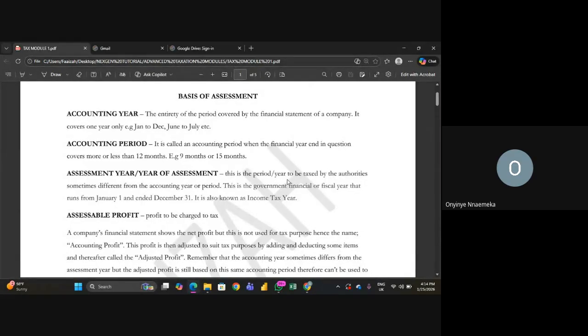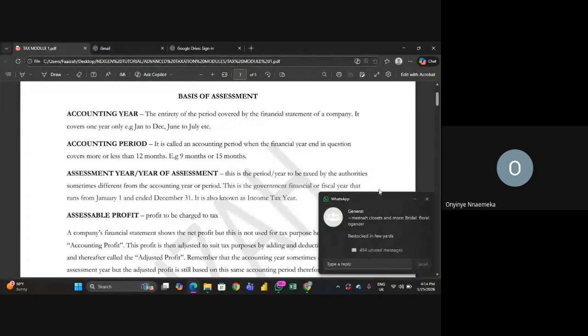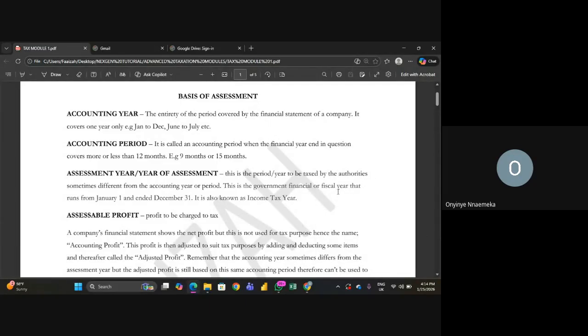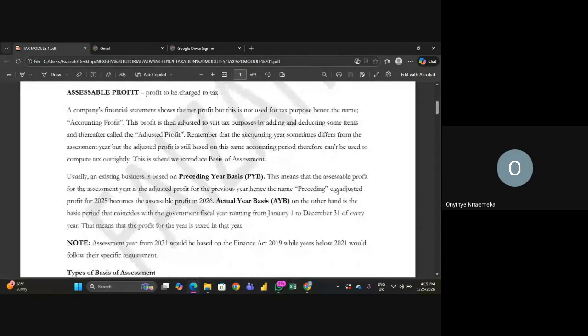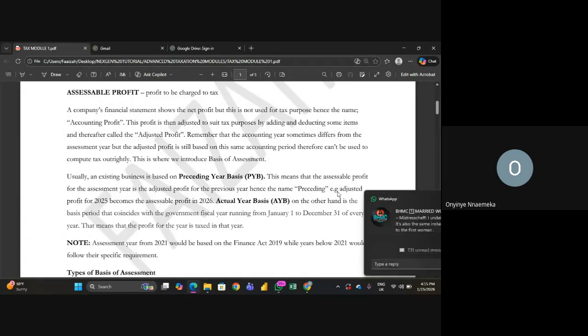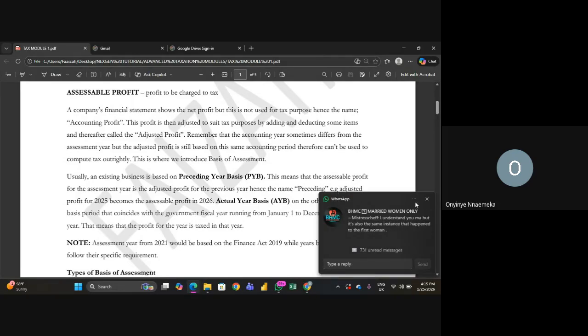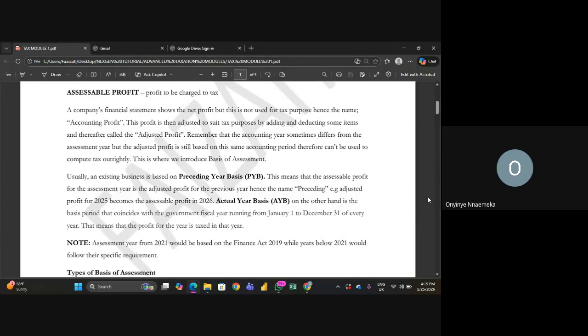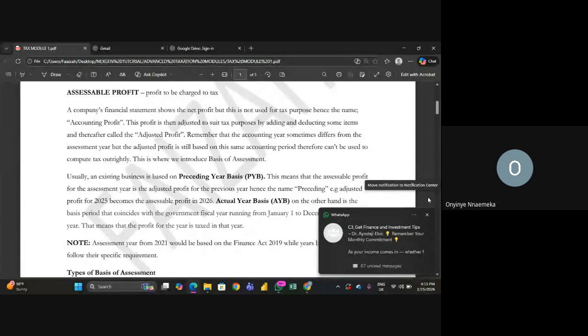Whenever we have our financial statement, in the statement of profit or loss or the income statement, we usually have profit for the year or net profit at the bottom. That profit is called the accounting profit, and it cannot be used for tax purposes. This is because there are some expenses that are allowed in the accounting realm but disallowed in the tax frame, and those need to be adjusted. So you remove the ones that are disallowed, you add the ones that are allowed, you remove incomes that are not taxable, and so on and so forth.